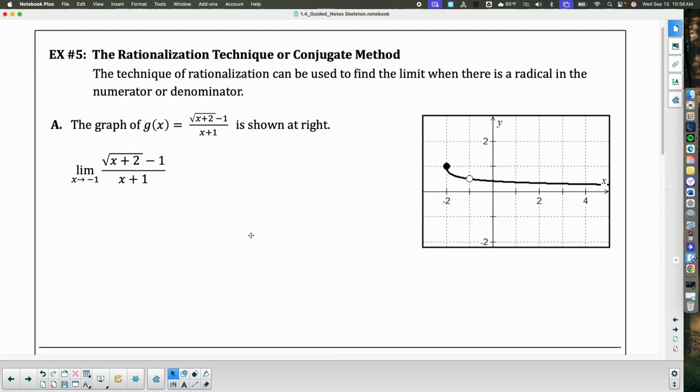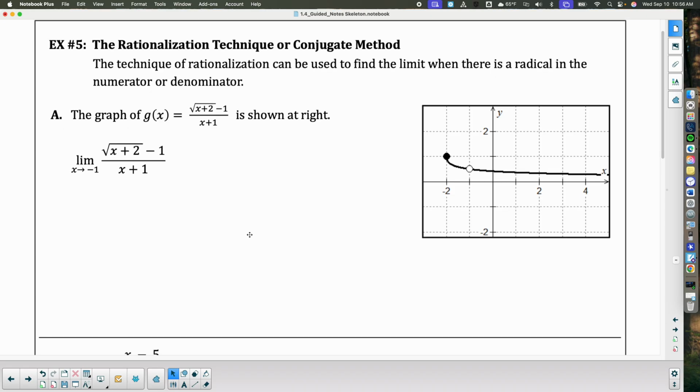Okay, I wanted to get to this one. The rationalization technique.